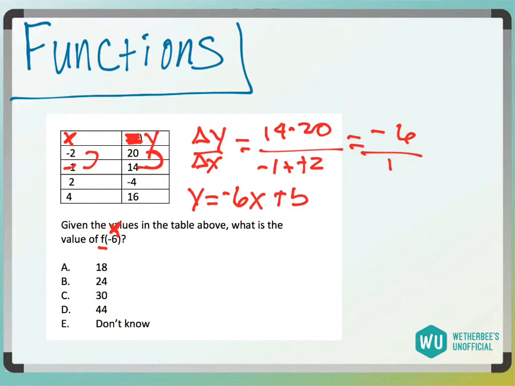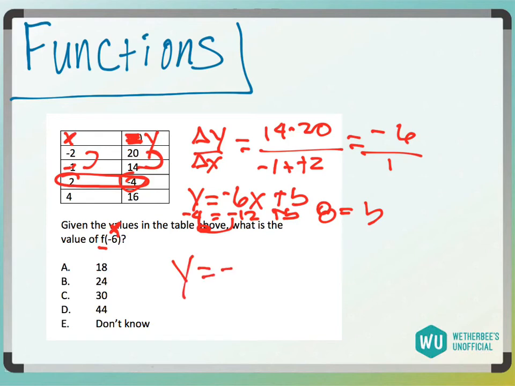To solve for b, I can take any one of the points in here. Let's do 2, negative 4, since they're small numbers, and plug them in for my x and y. This being my y, negative 4 equals 2 times negative 6, which is negative 12, plus b. If I add 12 to this side and solve for b, I get that 8 is b, giving me a final equation of y equals negative 6x plus 8.